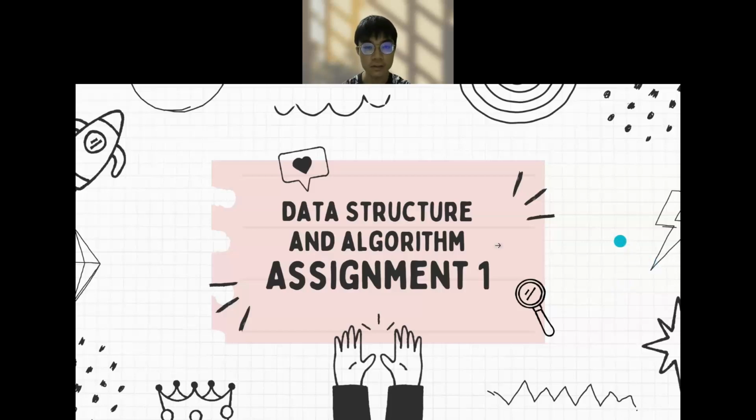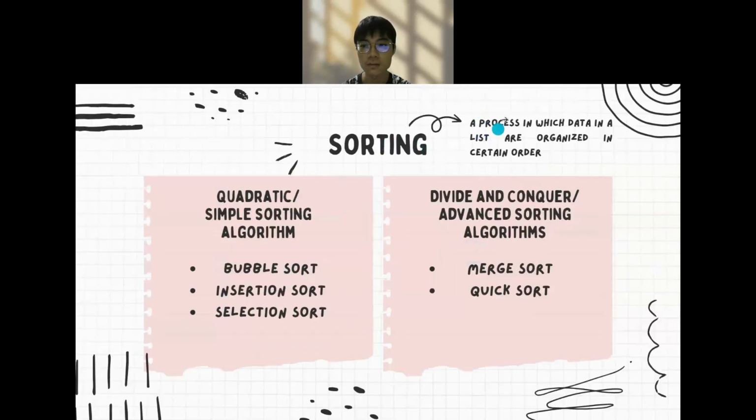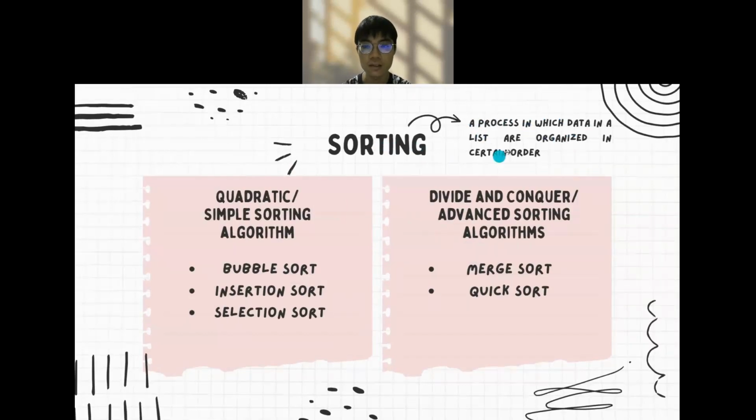Today, I'm going to do a video on Assignment 1, talking about sorting. Sorting is a process in which the data in a list are organized in a certain order, either ascending order or descending order. Sorting is categorized into two categories: simple sorting, also known as quadratic, and advanced sorting algorithm, which is also known as divide and conquer.